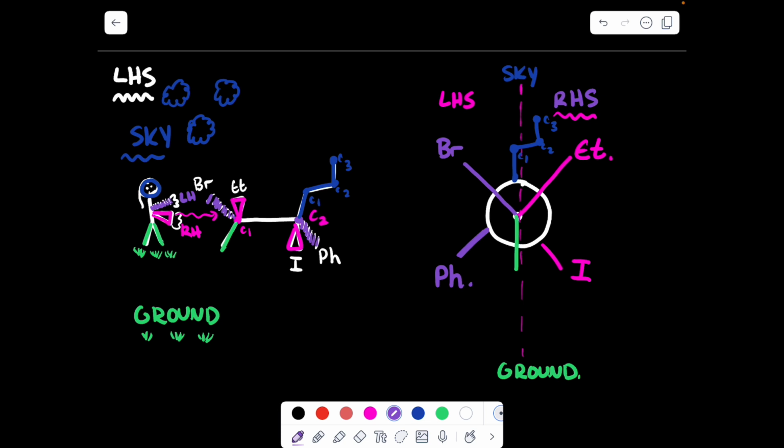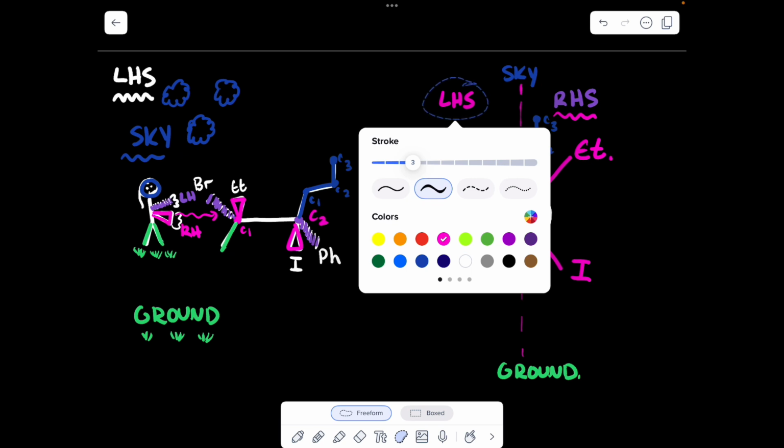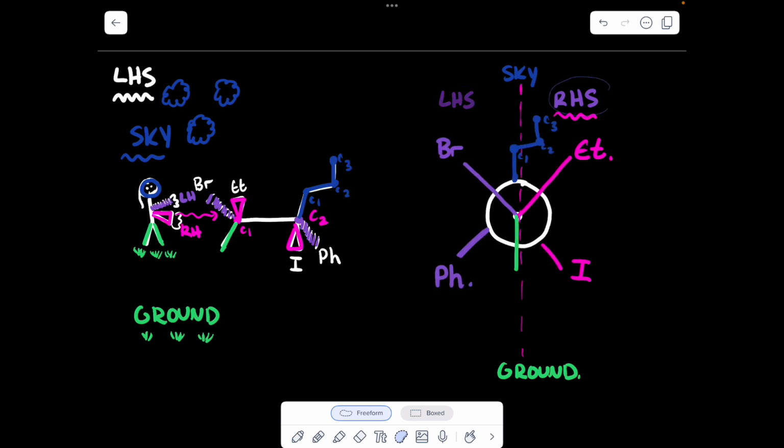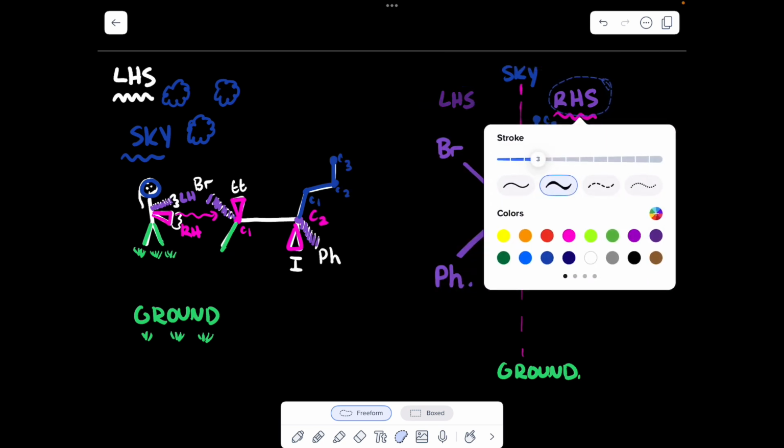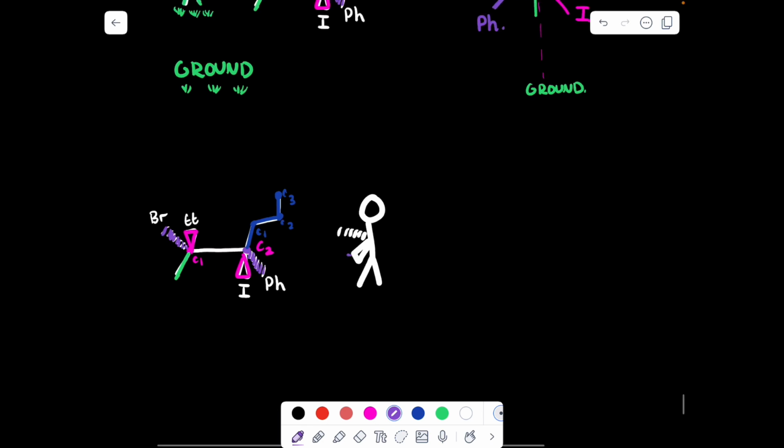I really should have denoted these in the other color. Left-hand side would be purple. And then the right-hand side would be pink. So let's say I decided to stand on the right-hand side. Do the same thing, going to give my friend a hug. Now what is my left hand and what is my right hand? Well, now this would be my left hand. Hence, the wedge and the dash would be my right hand.